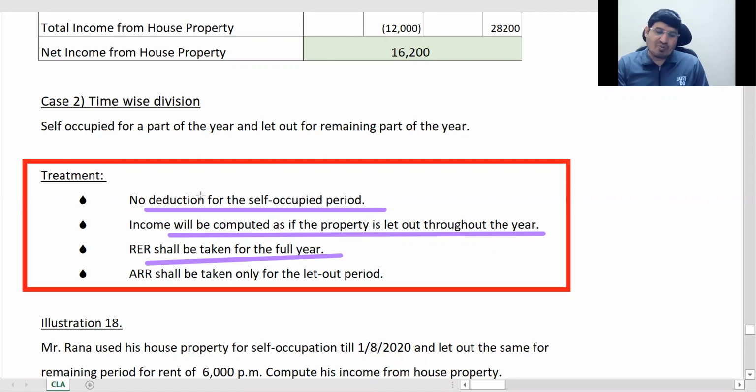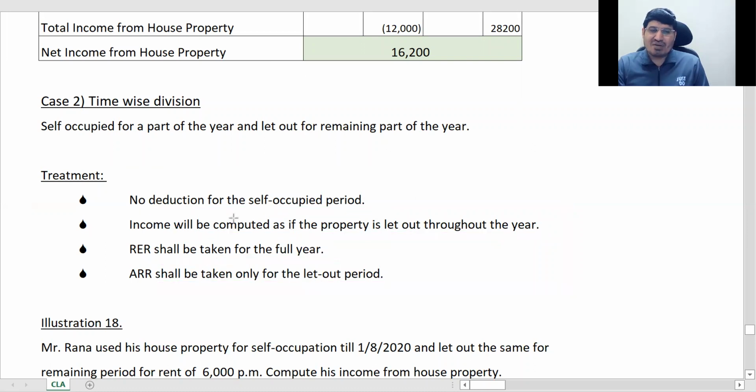So we'll see the problem. The ARR shall be taken only for the let out period. So these are the points which I have already told you, correct? If you treat it as deemed to be let out, then all expenses definitely will be taken for the let out period. When it is deemed to be let out, you will be able to take the municipal taxes and all that, because it will be treated as let out.